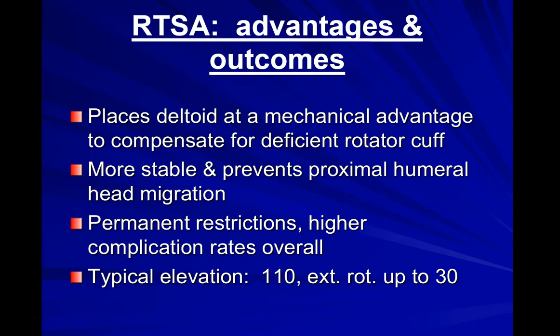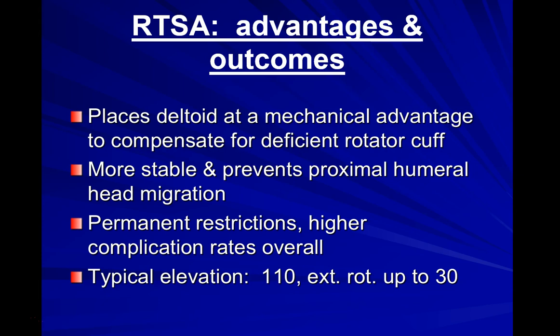Okay, so definitely Lou would probably be able to explain this to a biomechanical level that is beyond my scope of thinking, but the basic premise for how this reverse total shoulder works is that it places the deltoid at some type of a mechanical advantage to compensate for the fact that the rotator cuff is deficient and atrophied. So it's supposed to be a lot more stable for this elderly patient without much of a rotator cuff, and it's supposed to help prevent what a lot of times is the problem in the first place, and that's the humeral head migrating in a proximal or superior direction.